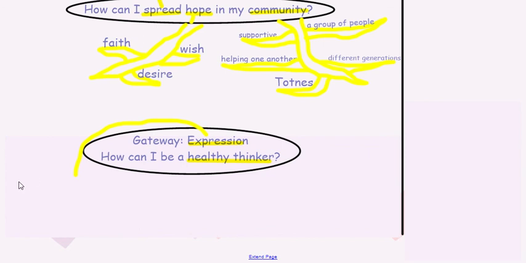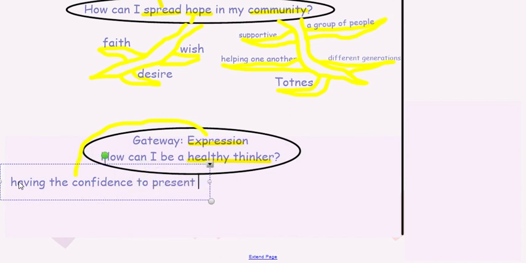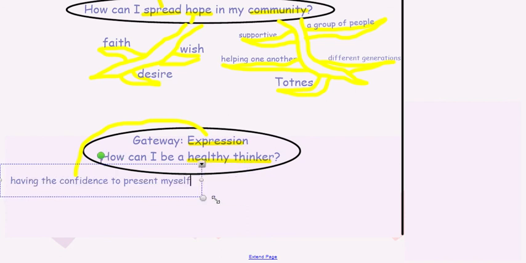So if we look at what we're striving to be, it's about having the confidence to present myself. Having the confidence to present myself. So how are you going to show it? How are you going to express yourself? So presenting yourself. Again, how could you do that? When we talk about getting our viewpoint across, in what different ways can you do it?